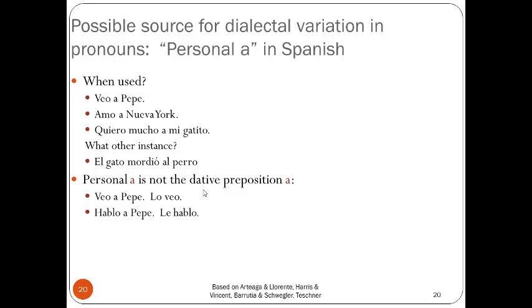The personal a is not the dative preposition a. So, veo a Pepe, lo veo. Hablo a Pepe, le hablo. But you can already see the source of this variation. The source of the variation is personal a. The child hears a and is not sure which a it is. So that's why Dr. Llorente and I argue that the source of this variation is the personal a.